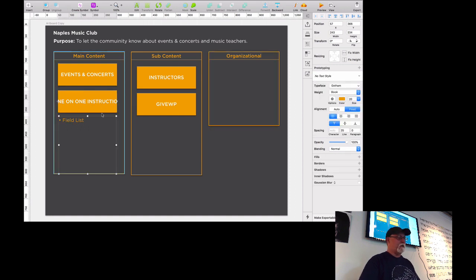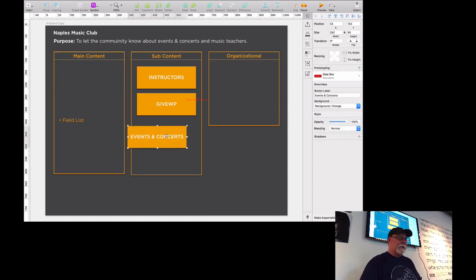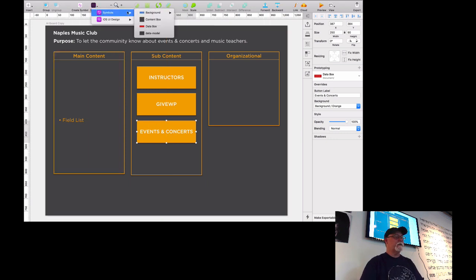Let's see, I don't need that one there, so we're going to get rid of that one. Okay, yeah, your primary is your events and concerts, but honestly, your primary based on this is, I'm going to move this over here. Your primary is actually your donors. That is the absolute most important thing on your website.